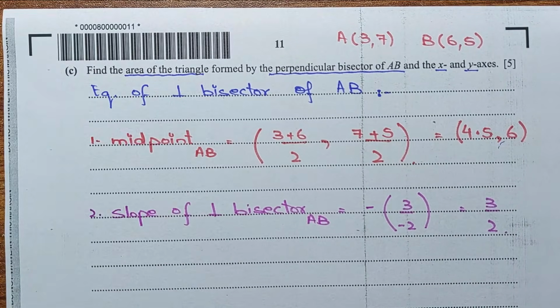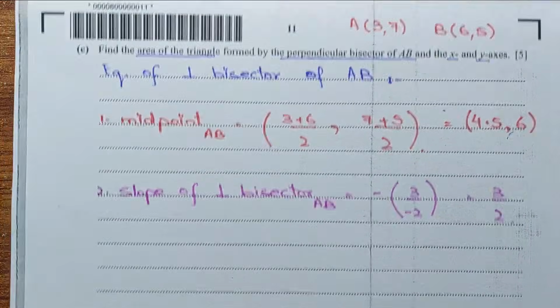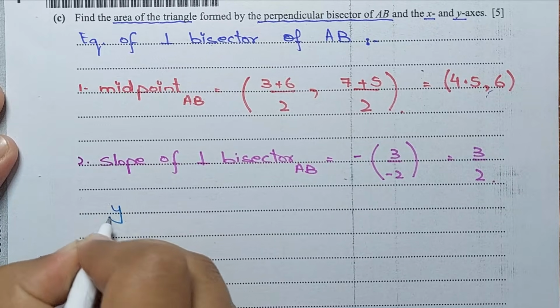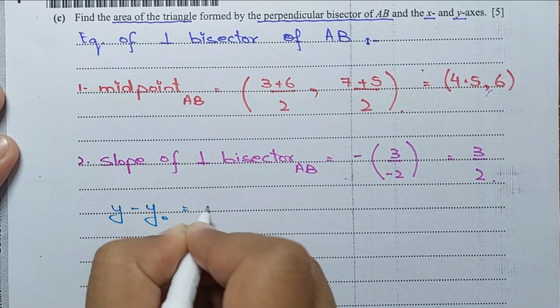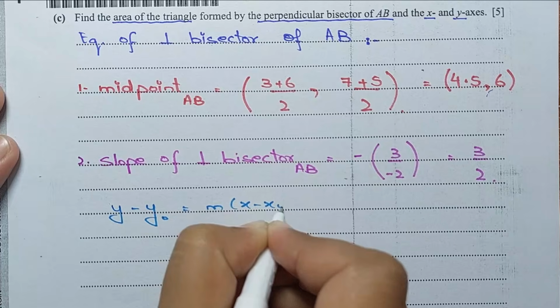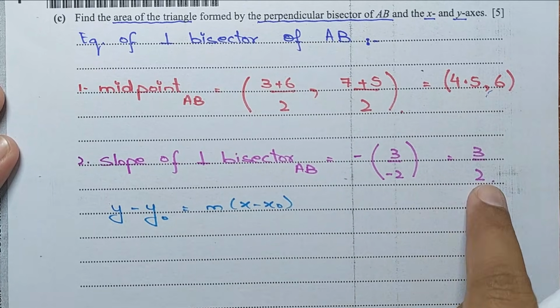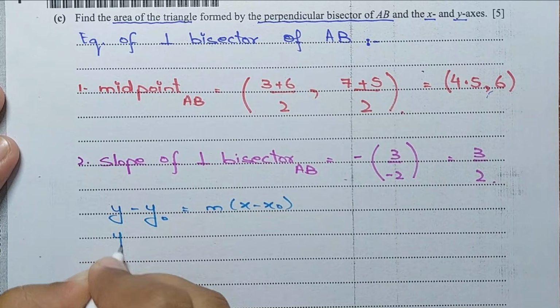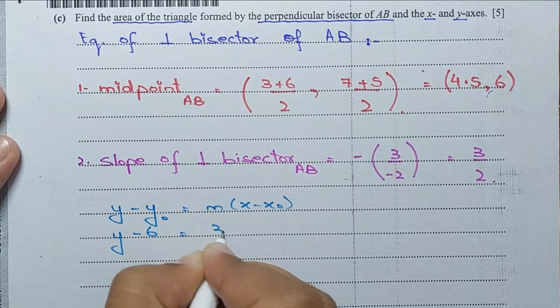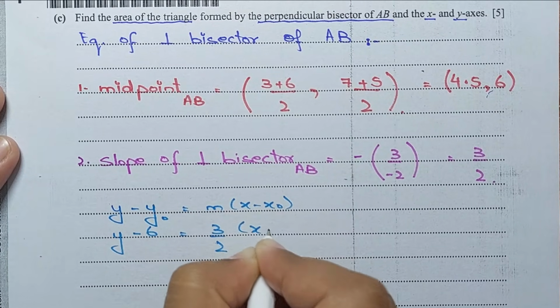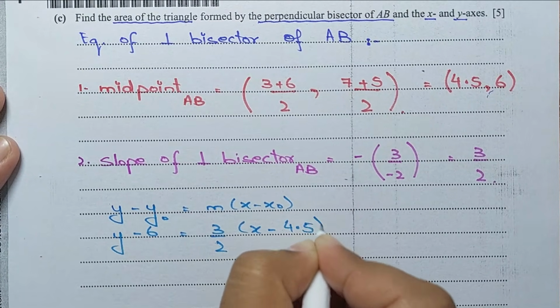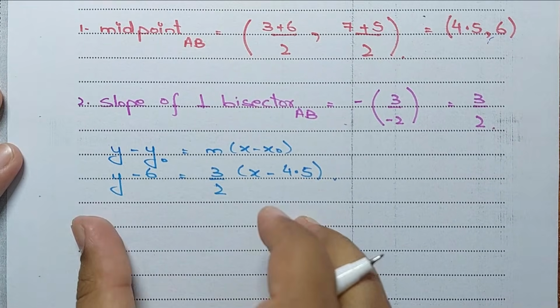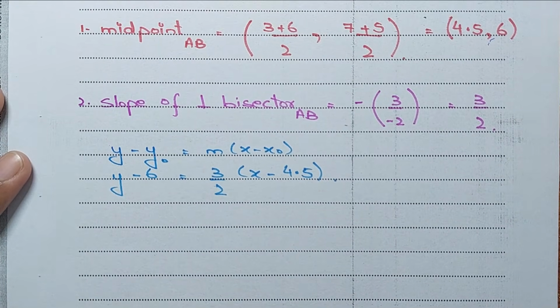Okay. Now the equation is y minus y naught equals m into x minus x naught. This is x naught, this is y naught, and this is m. So y minus y naught, the m is 3 by 2, and we have x minus x naught, with the midpoint 4.5 and 6. Now this is the equation of the perpendicular bisector of AB.